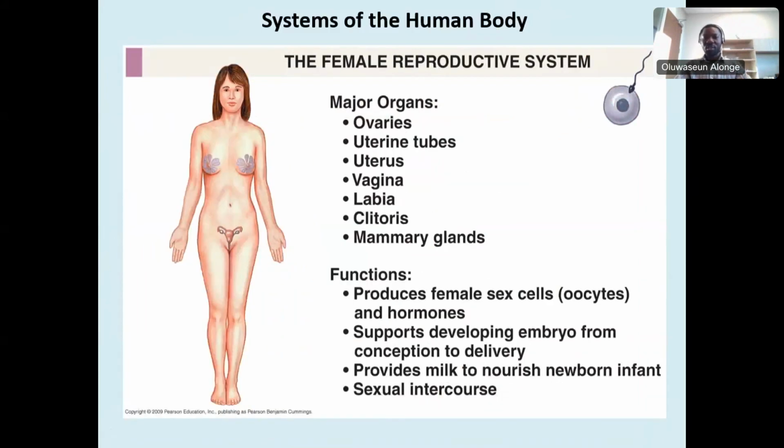Then you have the female reproductive system. You have the ovary. The ovary is what makes the egg. Then you have the uterine tubes, which is actually what we call fallopian tube, which is where fertilization takes place, right? You have the uterus. That's where the fetus will be implanted. All right. Then you have the vagina, which is the pathway for sperm to travel. You have labia majora, labia minora. You have the clitoris. You have the mammary gland.